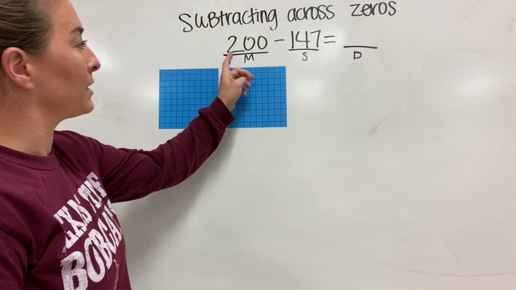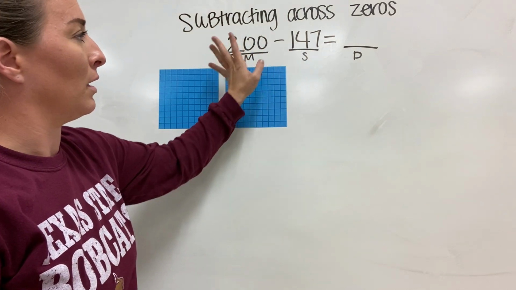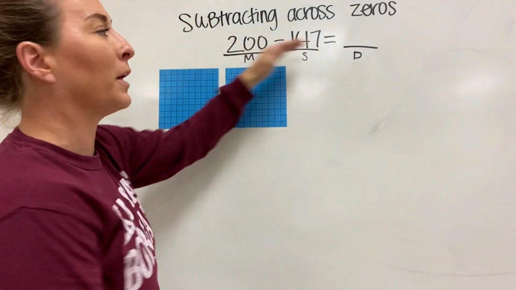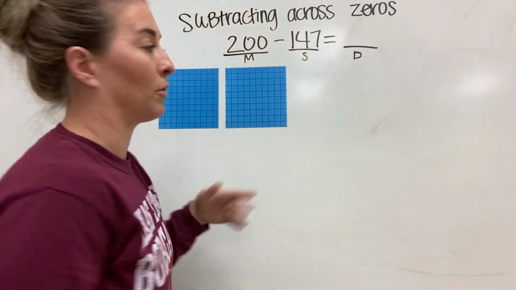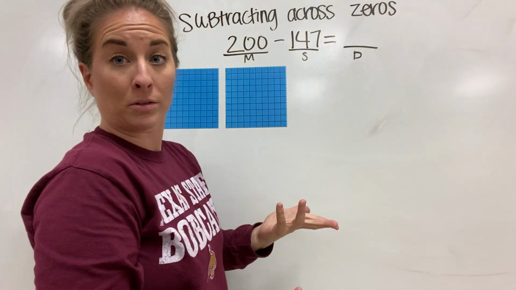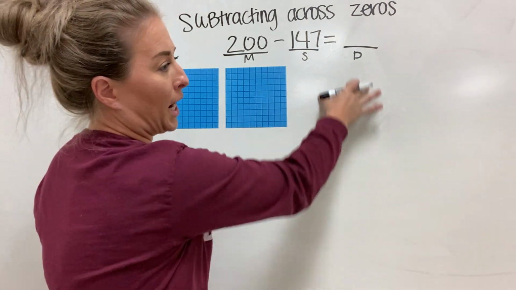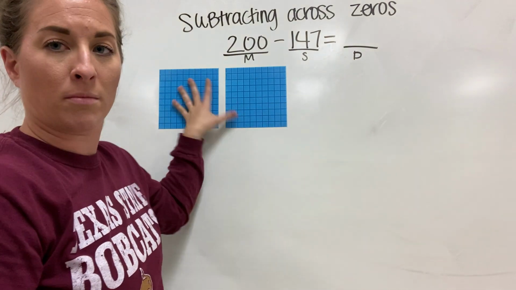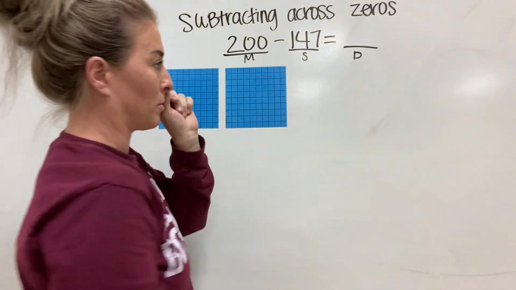So today we're going to subtract 200 minus 147. This is just a normal equation, and I'm going to use the standard algorithm, which is how I learned to subtract, where you stack it up and down, probably the way your parents do it. And as I'm doing my algorithm, my base 10 blocks are going to match, okay?